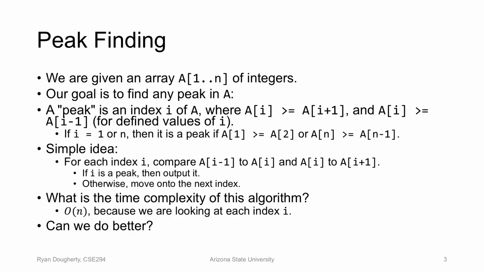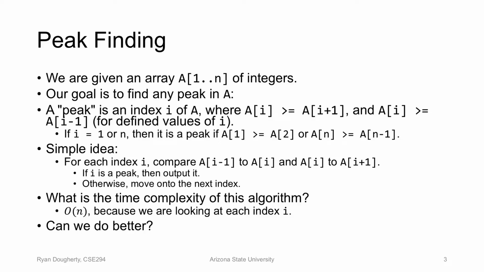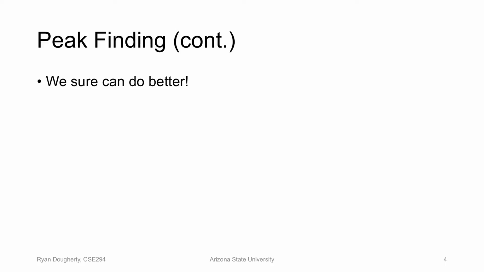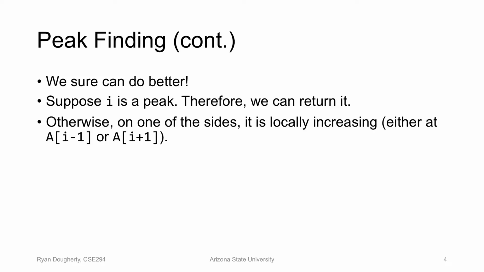Okay? Can we do better? So it turns out, yeah, we can. We're not actually going to just improve the constant hidden in the O notation. We're going to actually improve this asymptotically, which is really cool. So let's just say that we have an index i. If it's a peak, then we can return it. Then what if it wasn't a peak?